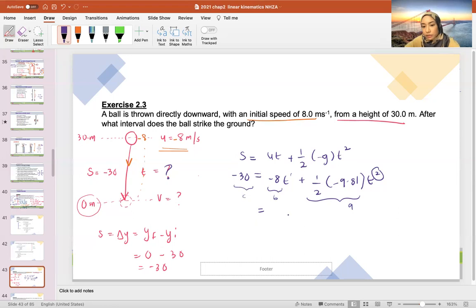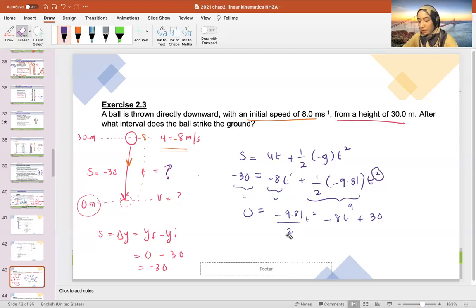Okay, so now I rearrange this. I get minus 9.81 over 2 T squared minus 8T. And I bring this over to here plus 30. So this is equal to 0. So this is my A, B, and C. If I want to flip the signs, I can because it's equal to 0. So this becomes positive, positive, negative. We'll get the same answer. Okay, so now I'll just leave it like that because I'm scared to change it.